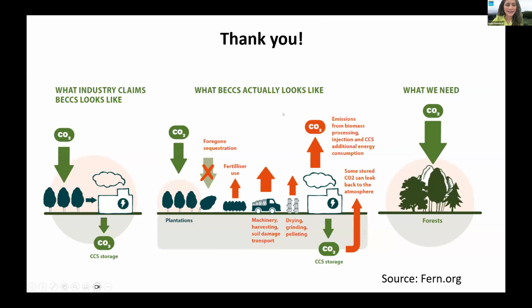Thank you so much, Shay. Really appreciate that incredibly engaging presentation. And just to note that BECCS is one form of carbon dioxide removal with biomass that focuses on the production of energy.